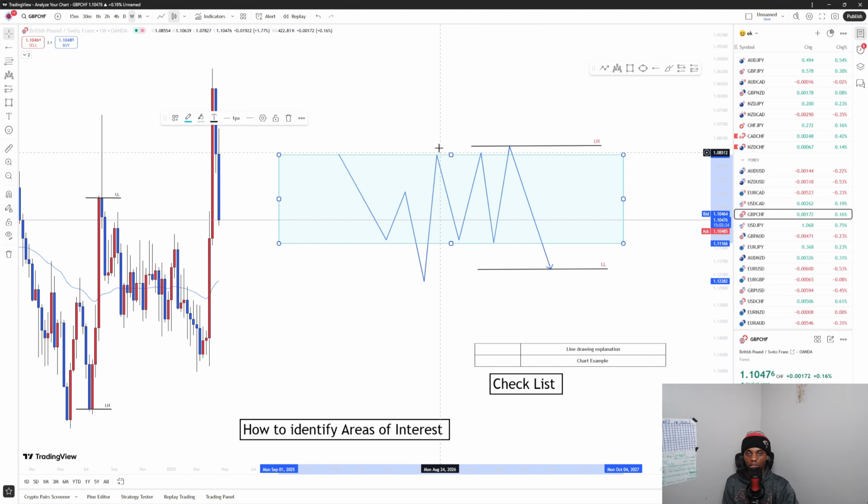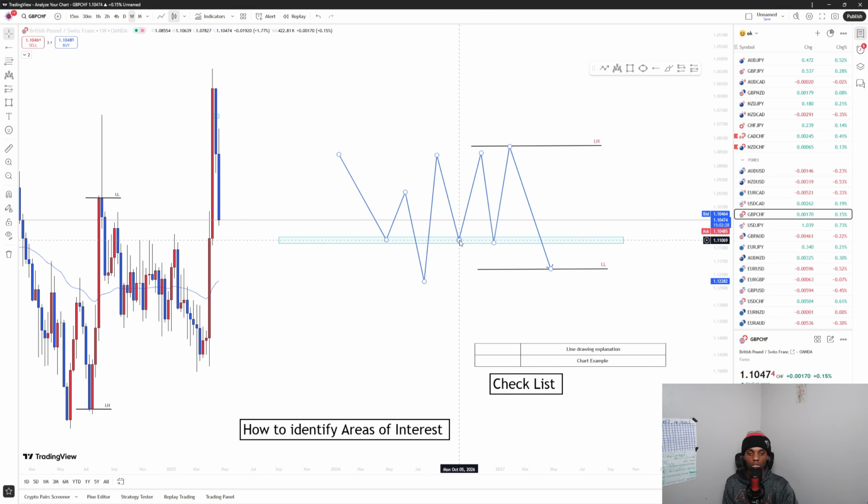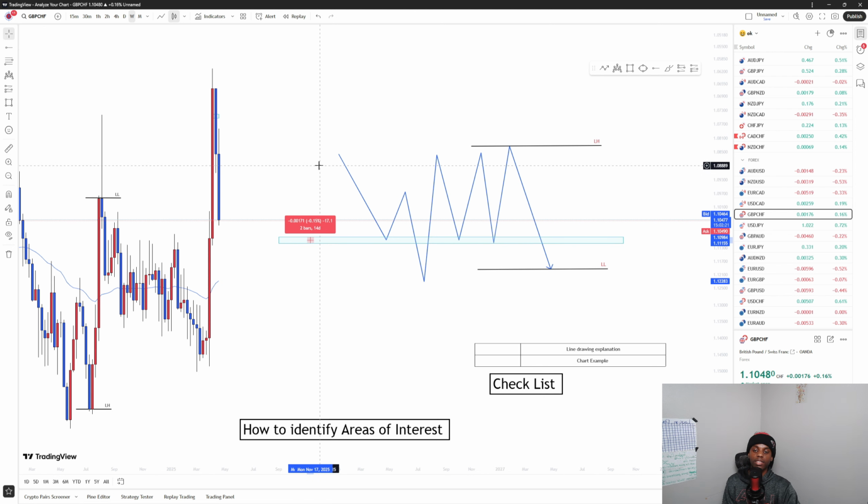First structure, start bringing the top part down. Get to the first structure, area of interest too big, and now we have 3 touches, 1, 2, 3 touches, and the box is less than 60 pips. So this is a valid area of interest.